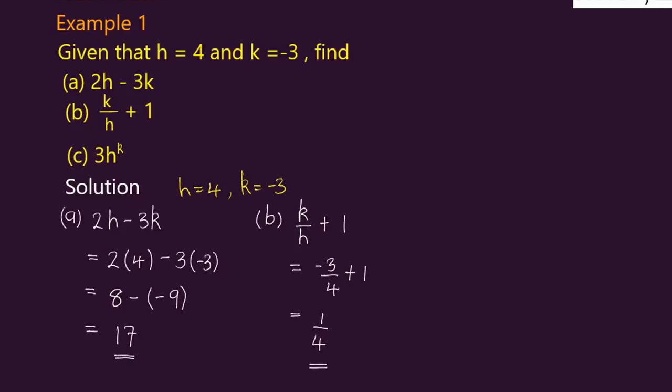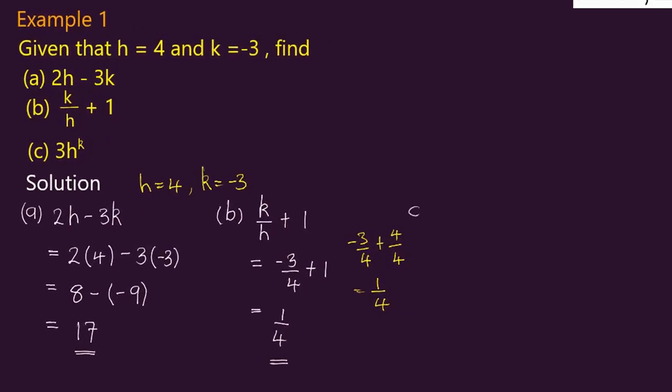Remember, when we say -3 over 4 plus 1, we can do it this way. 1 is like 4 over 4, so that we can express them with the same denominator. Right, so we can simply add the numerators here. -3 plus 4 is 1, and the common denominator is 4. So that's how we can simply get the solution right there. Alright, so that's the answer to part B.